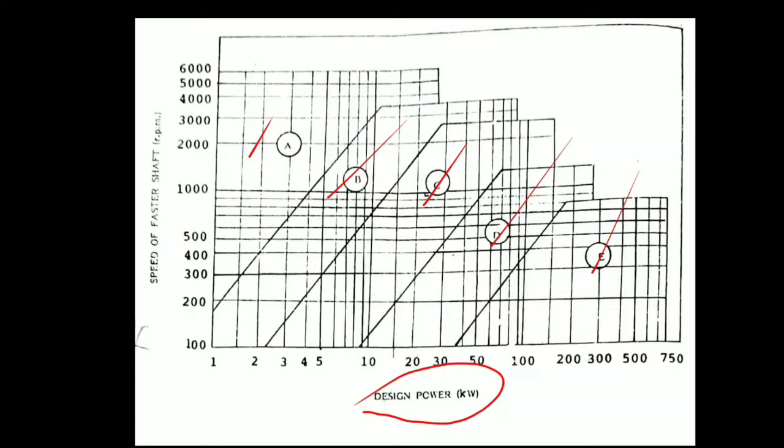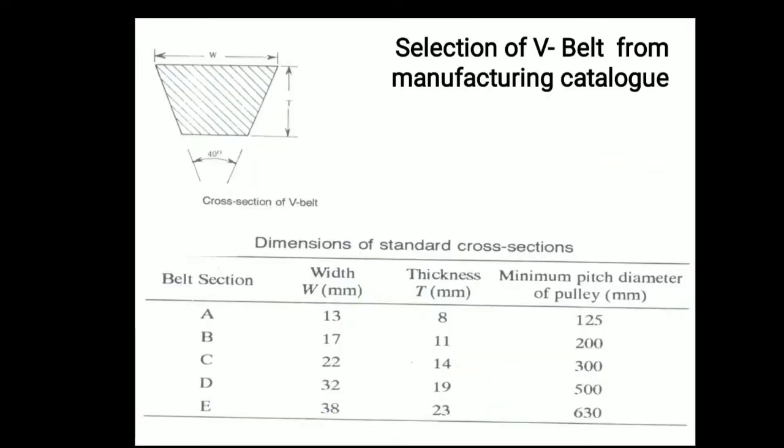Suppose the power given is 20 kilowatt and 500 RPM. For 20 kilowatt and 500 RPM, the meeting point is situated in between the C region. So I can say the C type of V belt drive we can use. If I select the C type belt section, its width will be 22, its thickness will be 14, and its minimum diameter is 300 mm. Understood? Very simple. According to type we need to select the parameters directly from the chart.